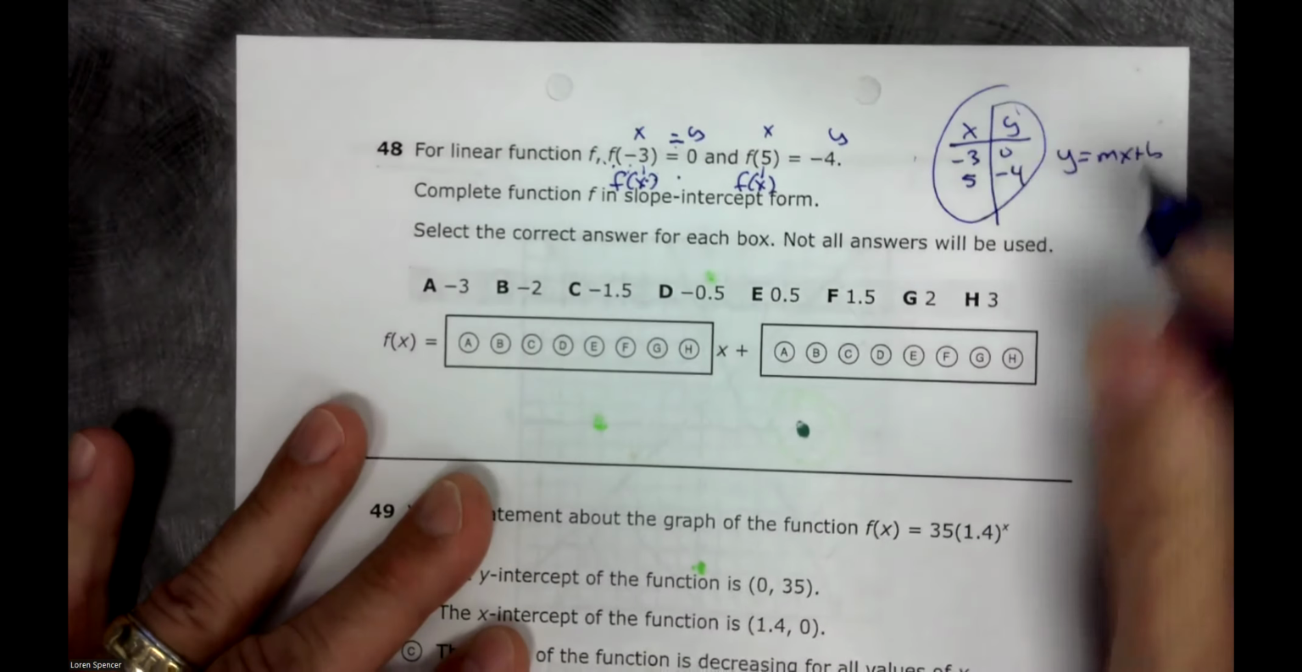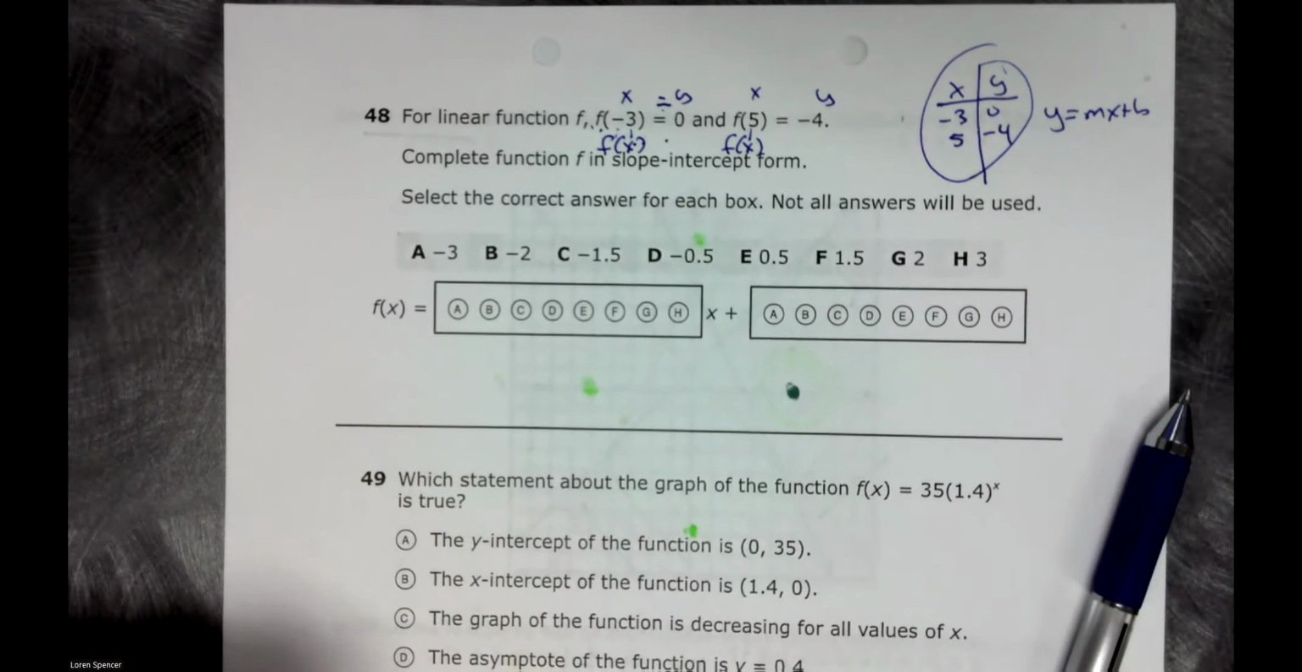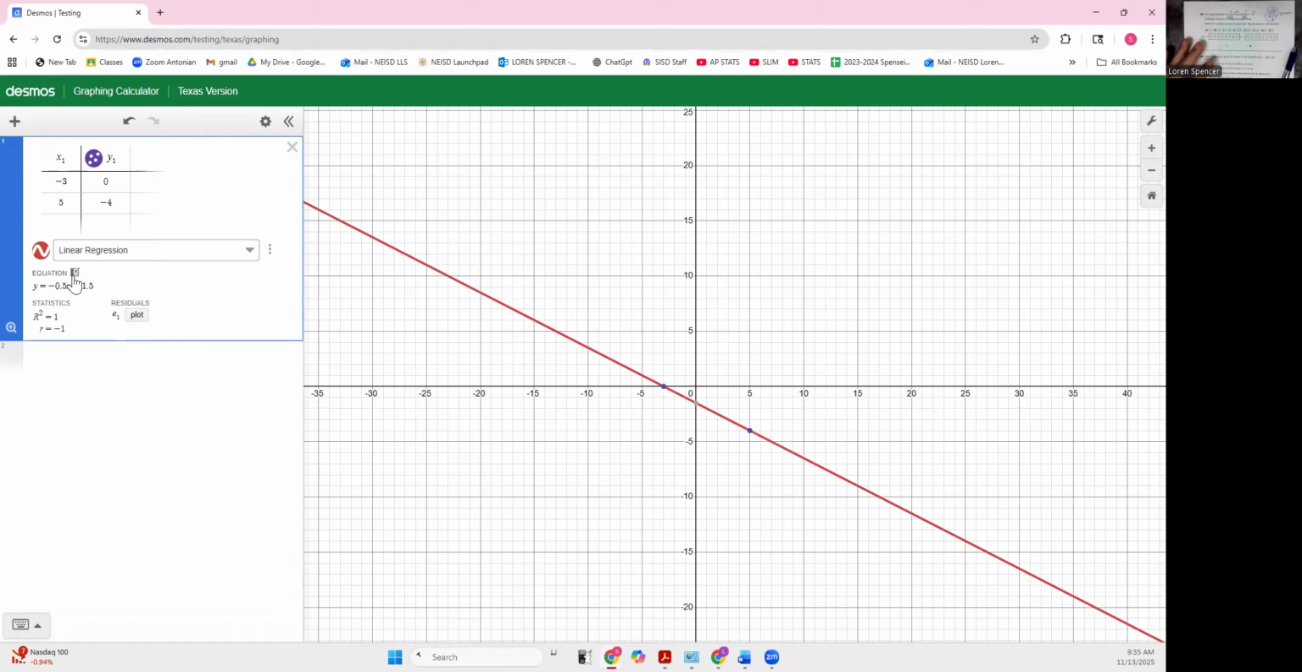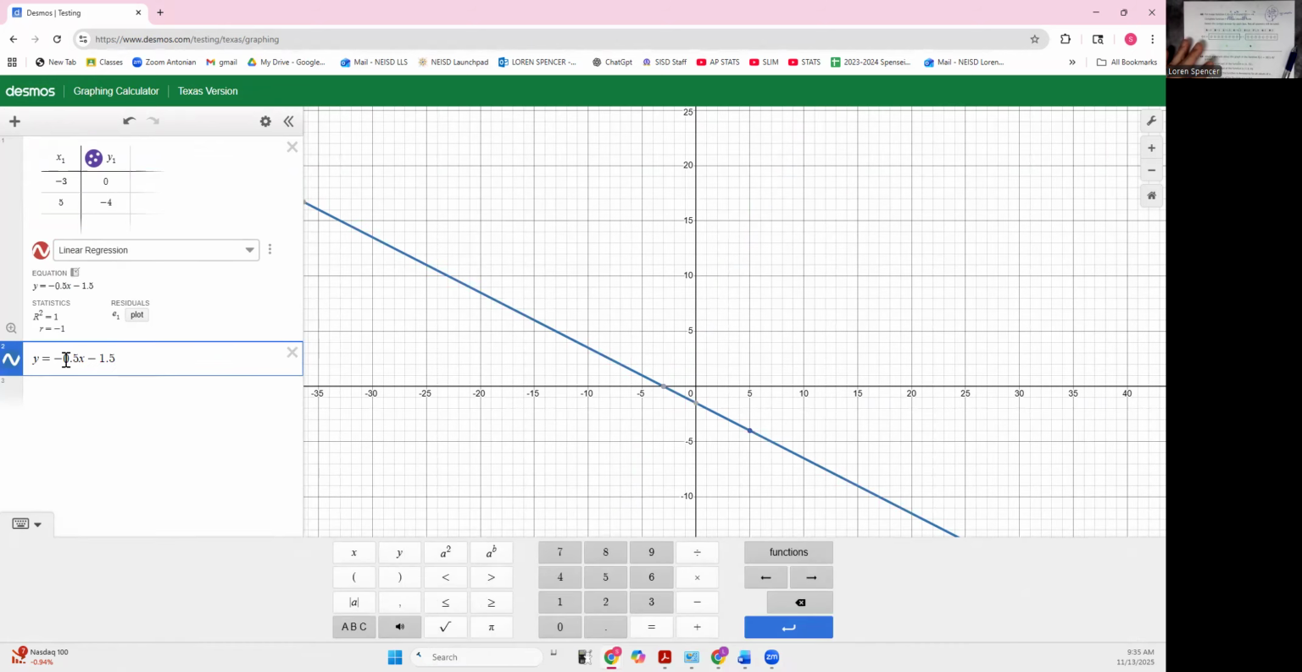As soon as we've done this part, this is a piece of cake. We can go to Desmos and it'll do all the work for us. So here we go. Share. And add a table. And we have -3, 0, 5, and -4. Domino button. And we get our equation: -1/2 x plus 1.5.